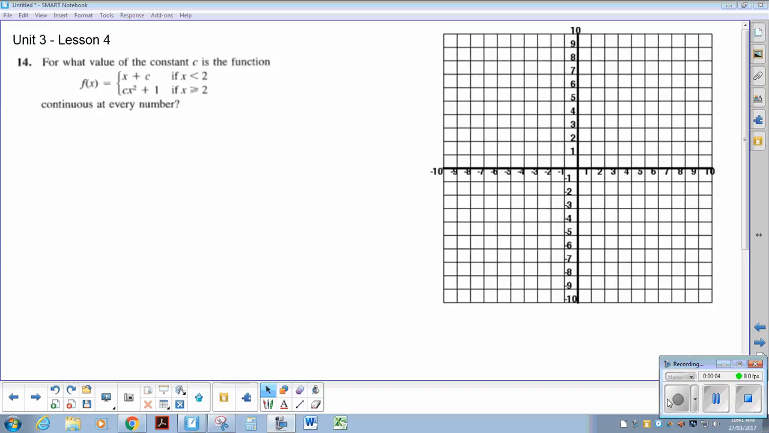Unit 3, lesson number 4, number 14. So this is the last question in the homework, and it's a good question. It says, for what value of the constant c is the function continuous for every number?